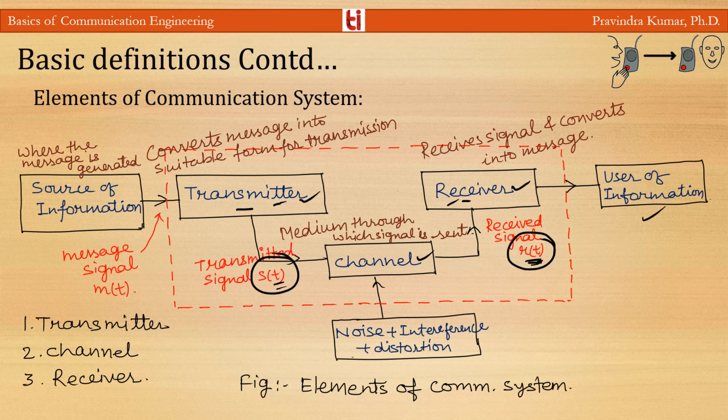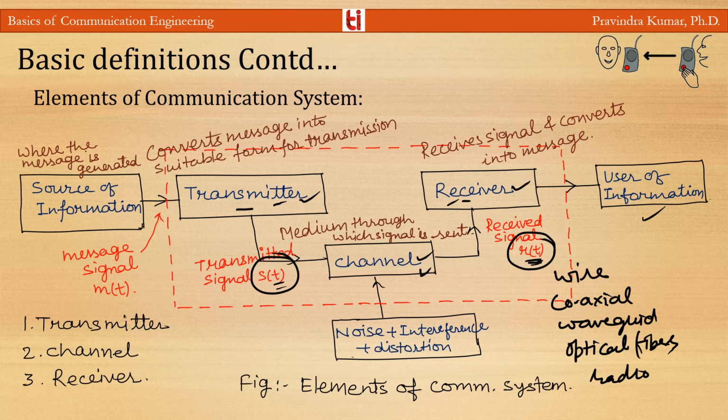And here the channel is a medium such as a wire, coaxial cable, a waveguide, an optical fiber, a radio link, or an atmospheric link. So it can be anything. Every channel introduces some amount of transmission loss or attenuation. So the signal power progressively decreases with increase in the distance between transmitter and receiver.